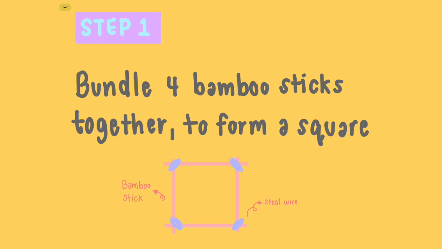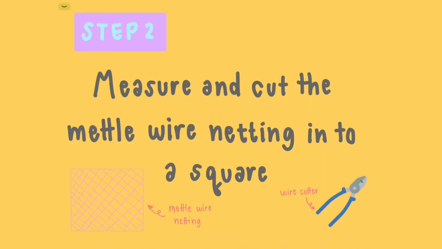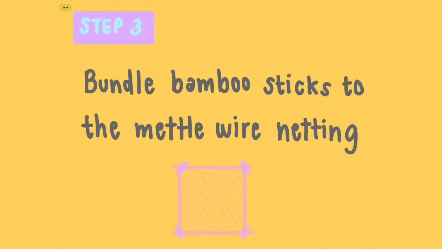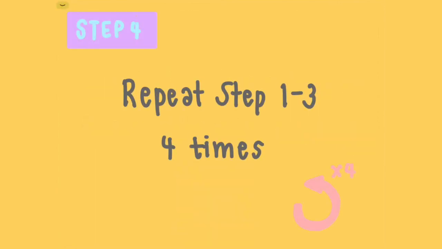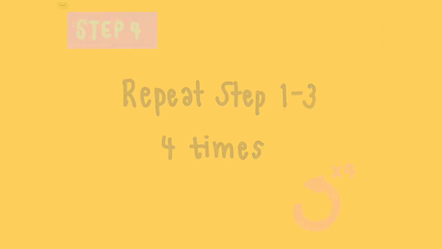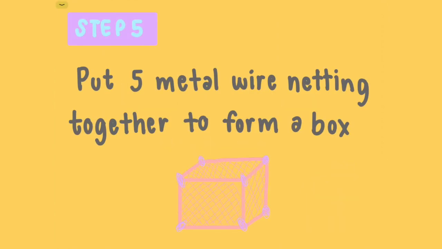Next, let's look at the steps. First step, bundle 4 bamboo sticks together to form a square. Next, measure and cut the metal wire netting into a square. Make sure it fits the bamboo frame. Bundle the bamboo sticks to the metal wire netting. Repeat steps 1, 2, 3, 4 times. Put the 5 metal wire nettings together to form a box.